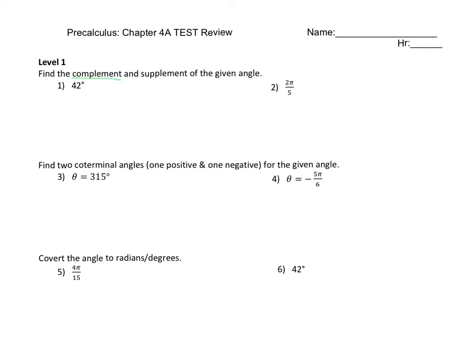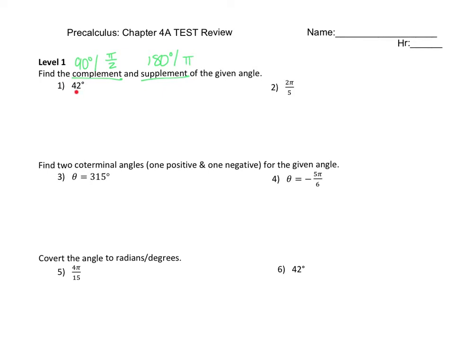When we're talking about complementary angles, that's when two angles add up to give you 90 degrees, or in radians term, that is pi over 2. Two angles that add up to give you pi over 2. For supplementary, that's when they add up to give you 180 degrees, or in radians term, that is pi. Two angles that add up to give you pi.